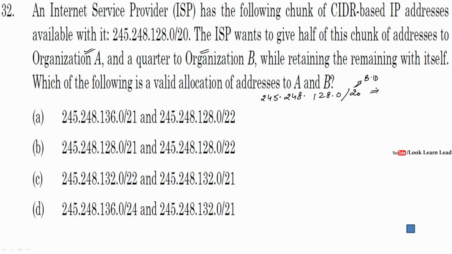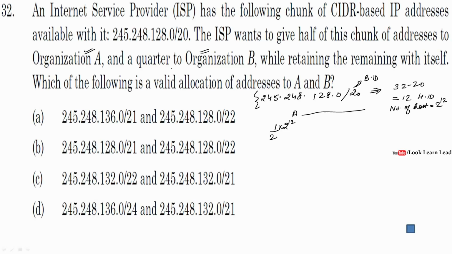The total number of hosts in this IP address would be 32 minus 20, which is equal to 12. Host ID is 12. So total number of hosts is 2 to the power 12. So what is the question? The ISP wants to give half of this chunk of addresses to organization A. So half of 2 to the power 12 would be given to A. So A would contain half of 2 to the power 12 hosts.